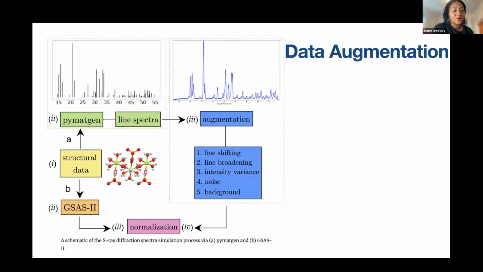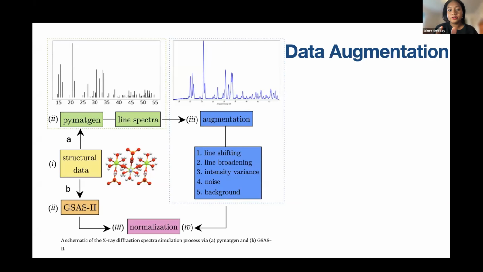So for data augmentation, essentially what we had was structural crystallographic files. So we took the raw phases, in terms of their atomic positions, their known atomic structures, crystal structures. And I used a Python library called PyMatGen that was able to generate what we call line spectra. Then I implemented an augmentation protocol, which was able to give the effect of experimental data.